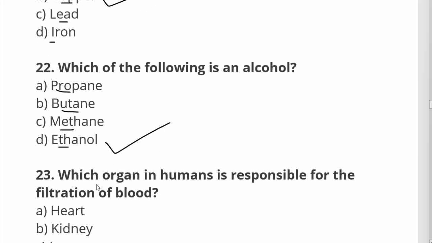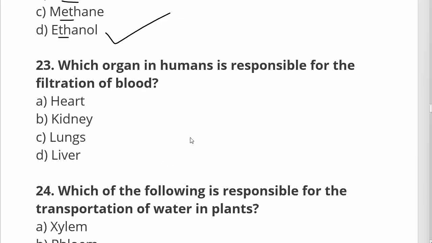Now the next question, which organ in humans is responsible for the filtration of blood? Options are A. Heart, B. Kidney, C. Lungs, D. Liver. The right answer is option B.